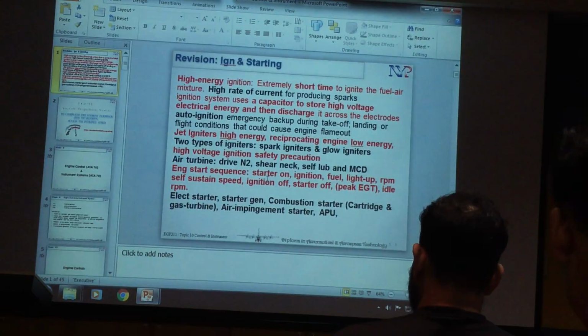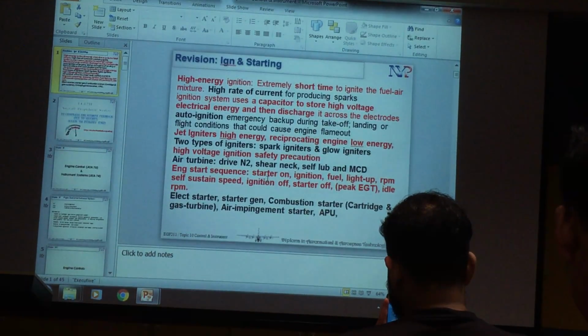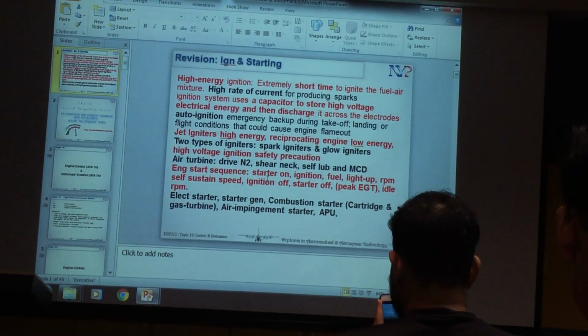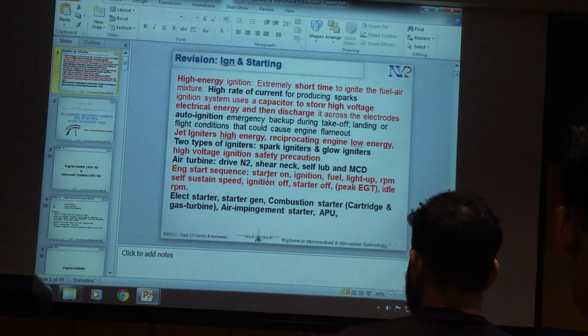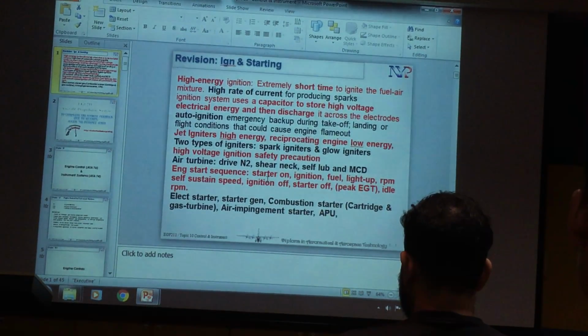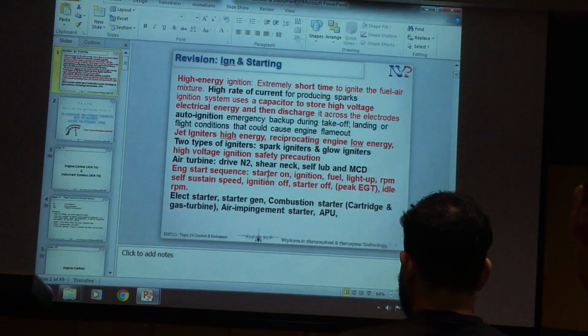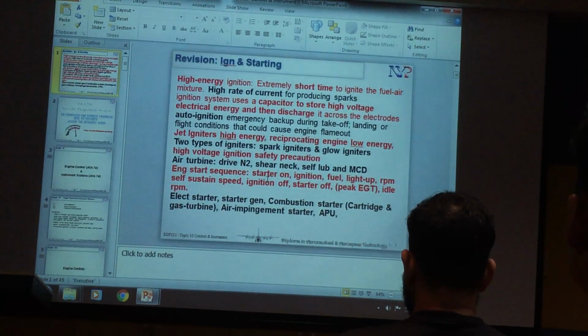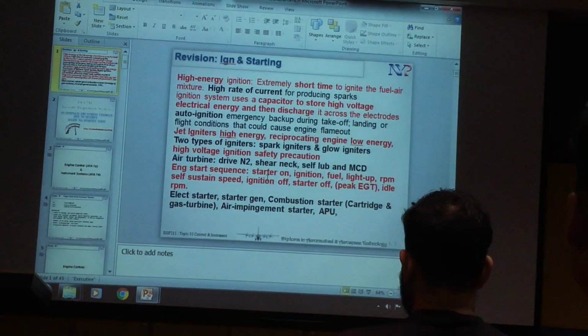Ignition, you must have a good spark. Down here, you must use a spark igniter and exciter. There are two kinds of spark: one is the gas spark, one is the surface spark. The exciter needs to have high energy to give you a good spark.